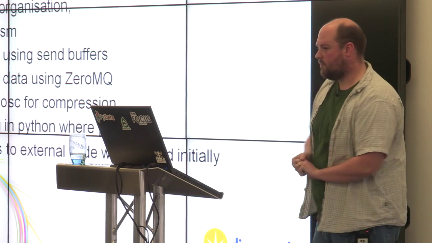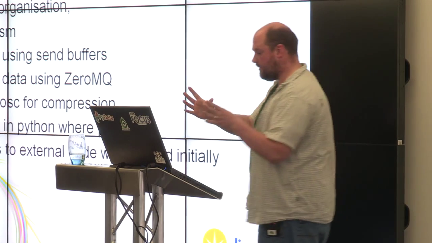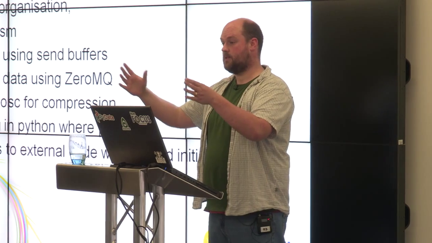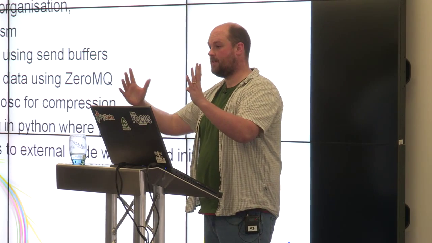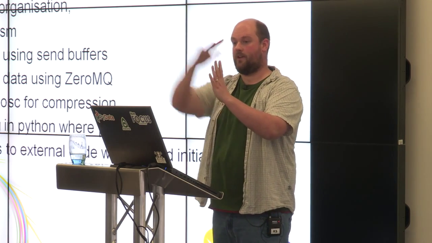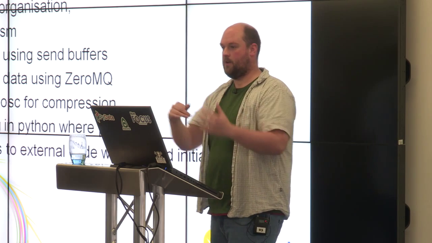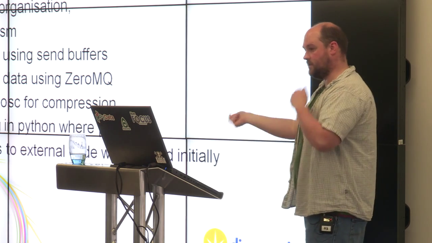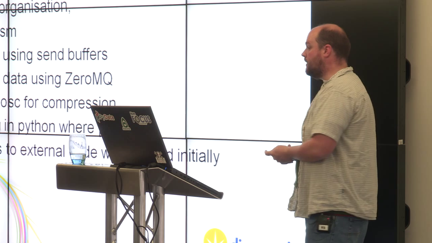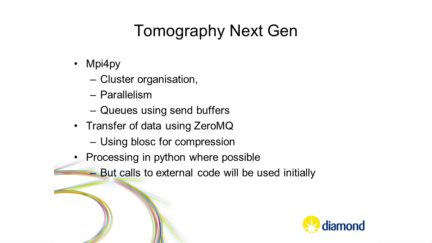The next generation of tomography, unfortunately, these guys decided that it would be really nice to be able to process the data. So you've got a 100 gigabyte volume of data. They want to process it in one direction and then process it in the other direction, which means we've effectively got to transpose the matrix and do transfer between all the different nodes of our cluster. So essentially, to do that, we're looking at using MPI for Py for the cluster organization and queuing and parallelism. But then using ZeroMQ and using Blosc as the transfer mechanism to try and compress the data as we transfer it across.